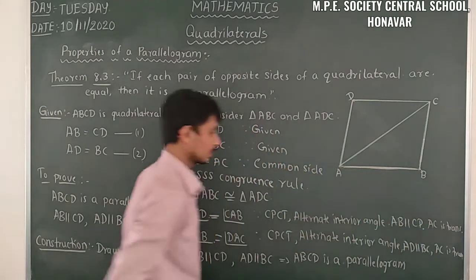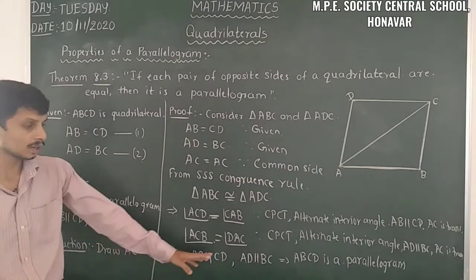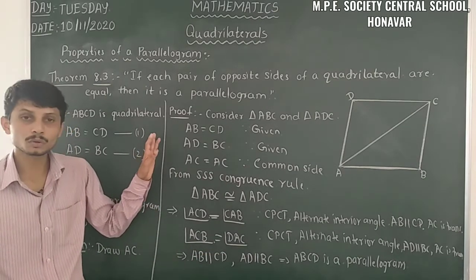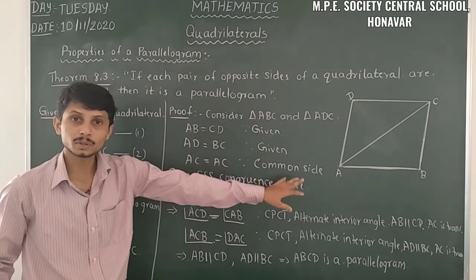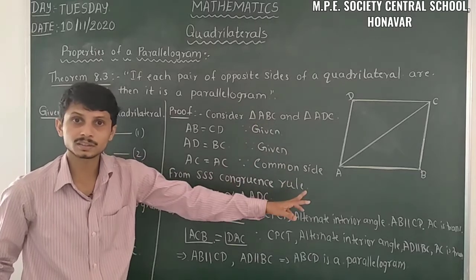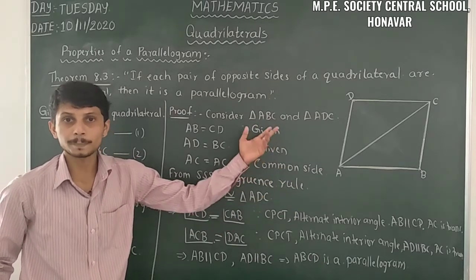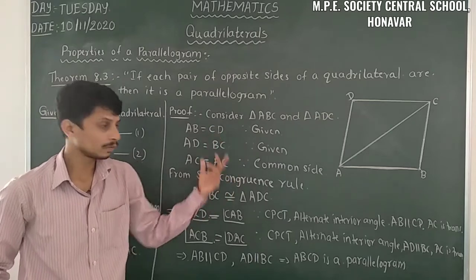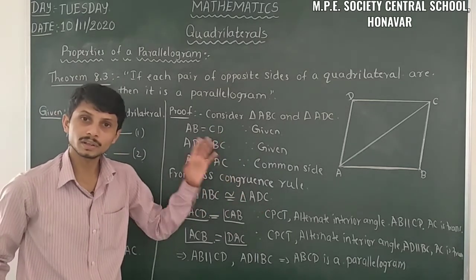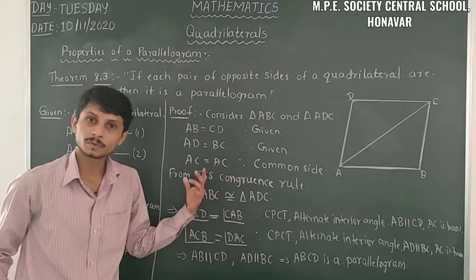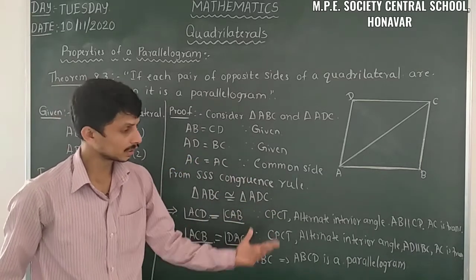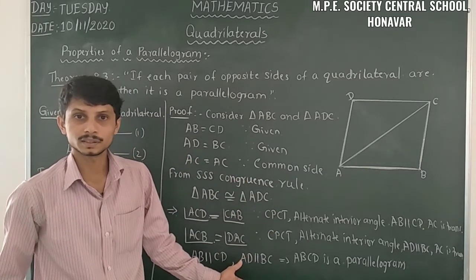ABCD is a parallelogram. Here we prove our required things. We have to take any two triangles and construct a diagonal. After that, when we consider those two triangles as congruent, we have to take the CPCTs. From the CPCTs we have to take the other assumptions. Then we have to take the required things.